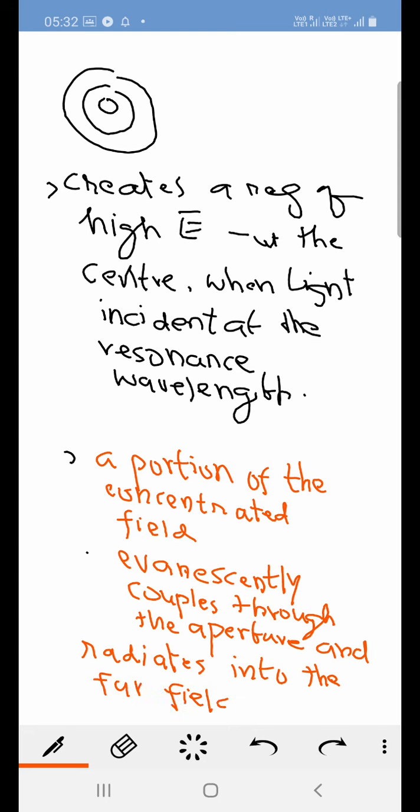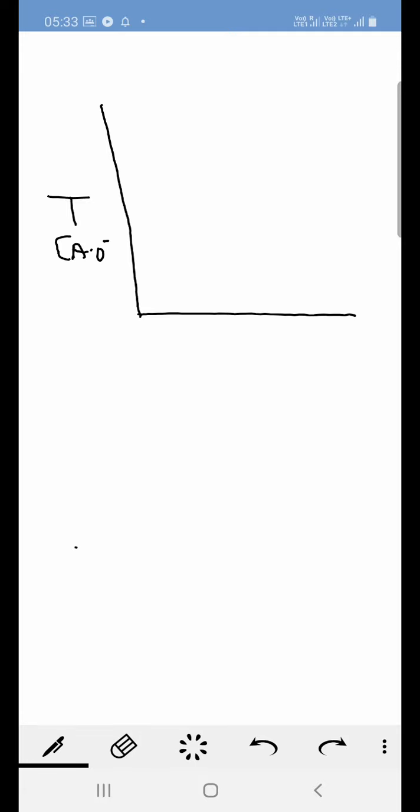Now, if you look at the transmission spectra of such a bullseye antenna, this is the transmission in arbitrary units, and this is 0.25, and this is the wavelength lambda in nanometers, with a range from 600 to 900. Then it shows a plot like this.